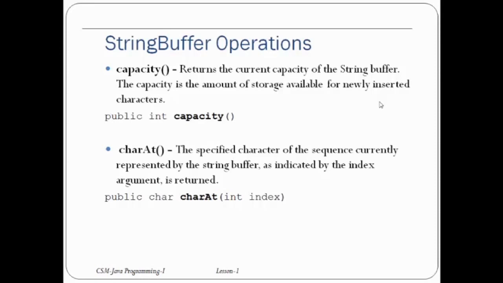Then we are having charAt, which will let you know the character at a particular index. So the specified character of the sequence currently represented by the string buffer, as indicated by the index argument, is returned. Fine. So it will return you the character at a particular index.